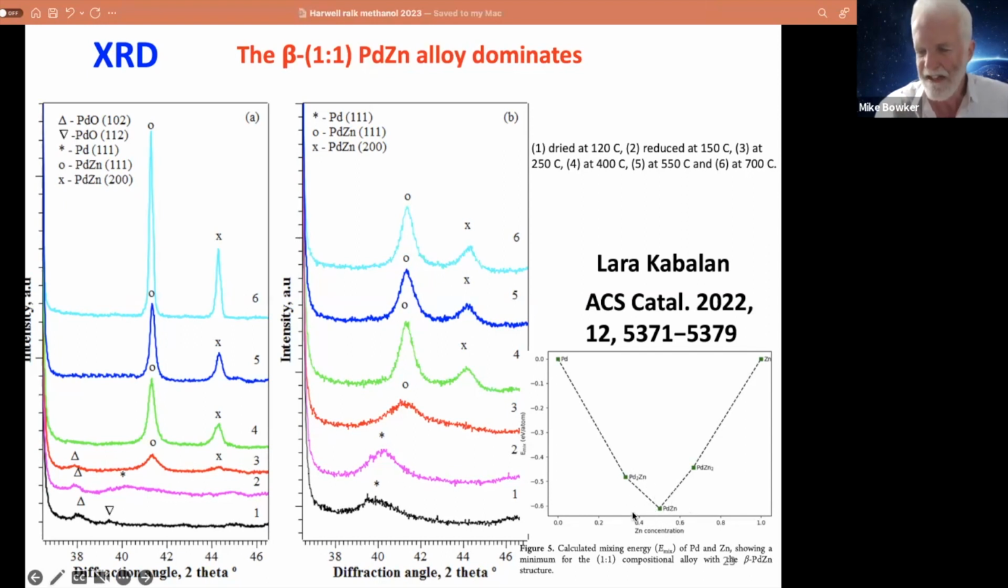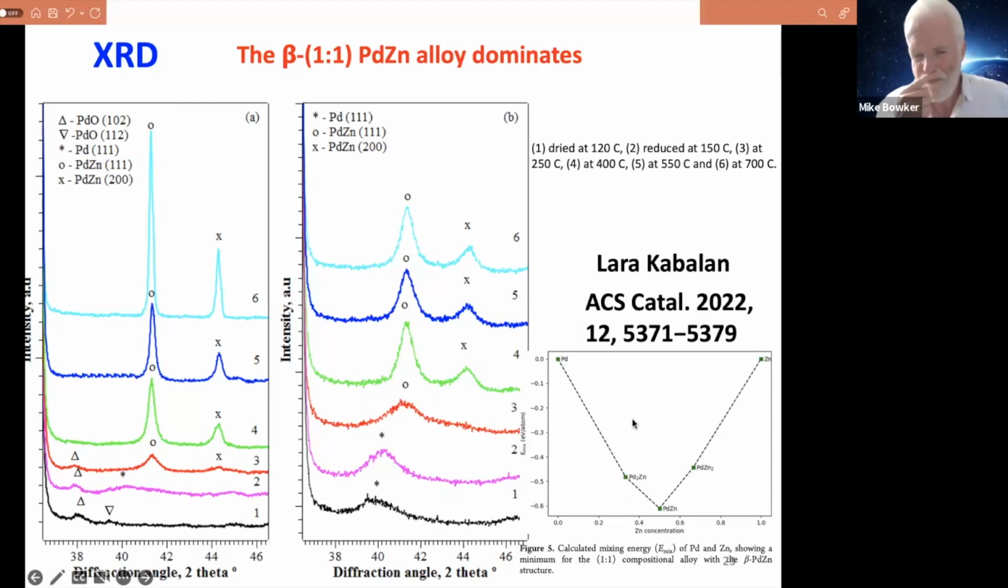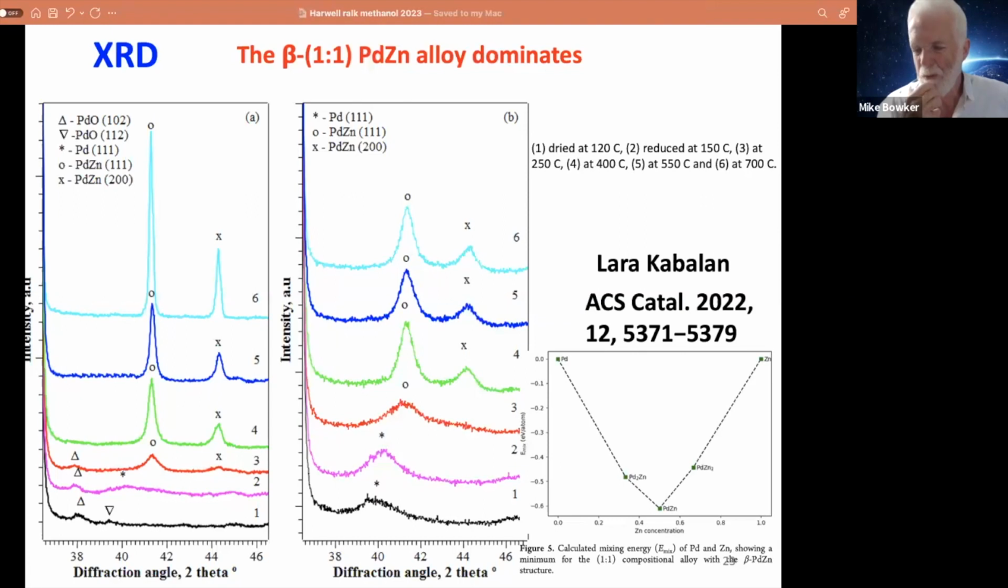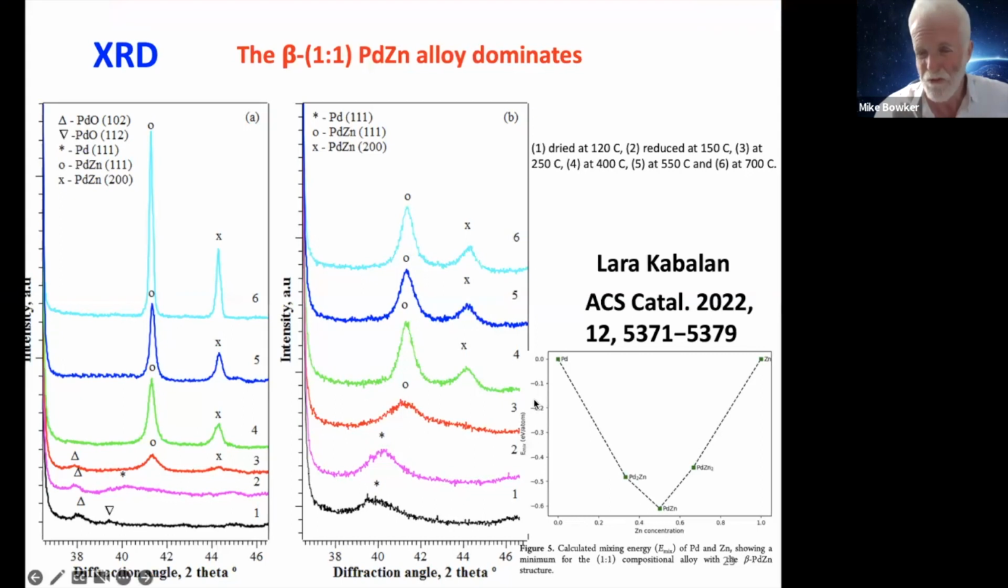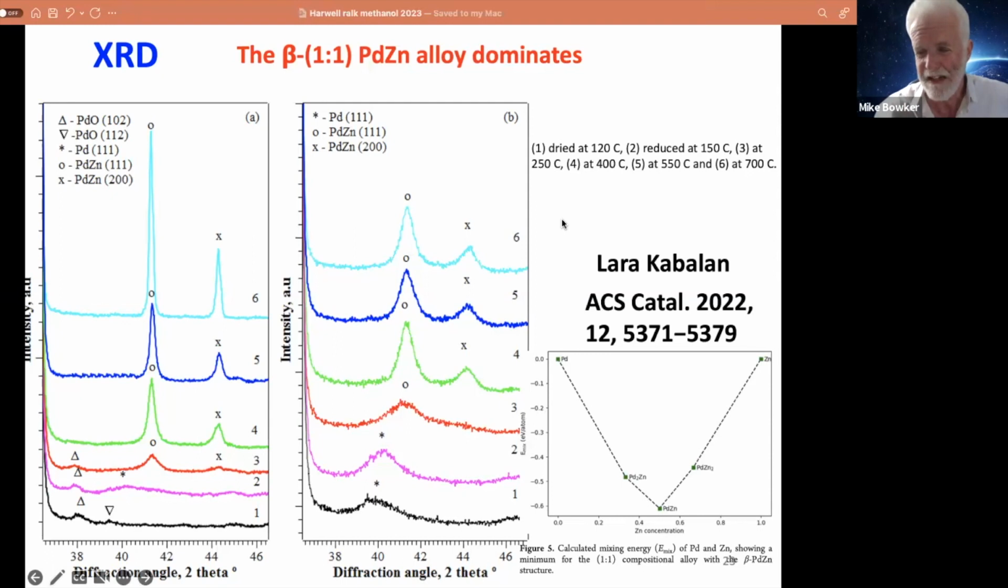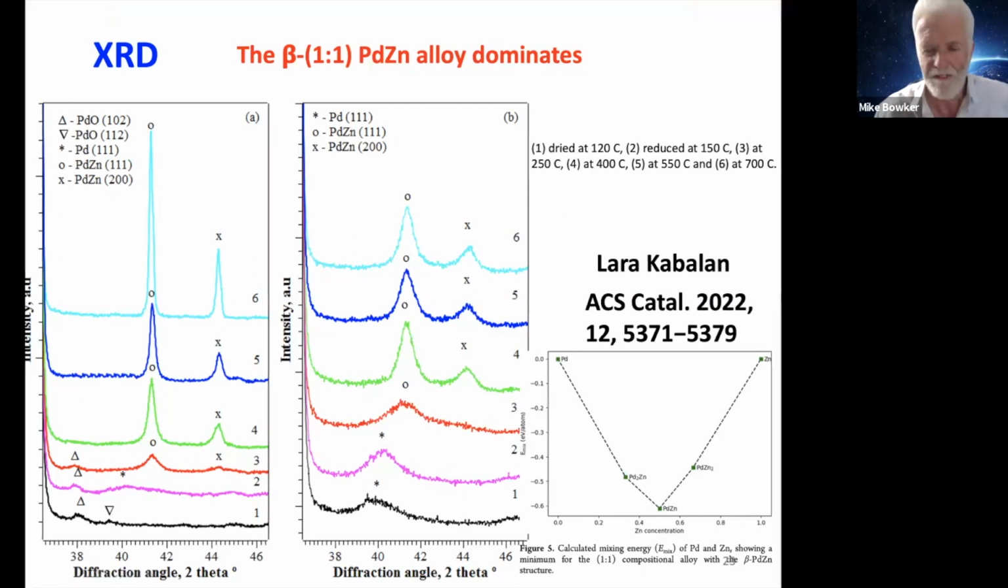It's got the highest heat of mixing in these calculations, about -0.6 eV per atom, or about 60 kilojoules per mole. That compares with alloying palladium with copper, for instance, which is only about 0.1 to 0.2. So it's a lot. It prefers to alloy with zinc if it possibly can, if it's around in the system.